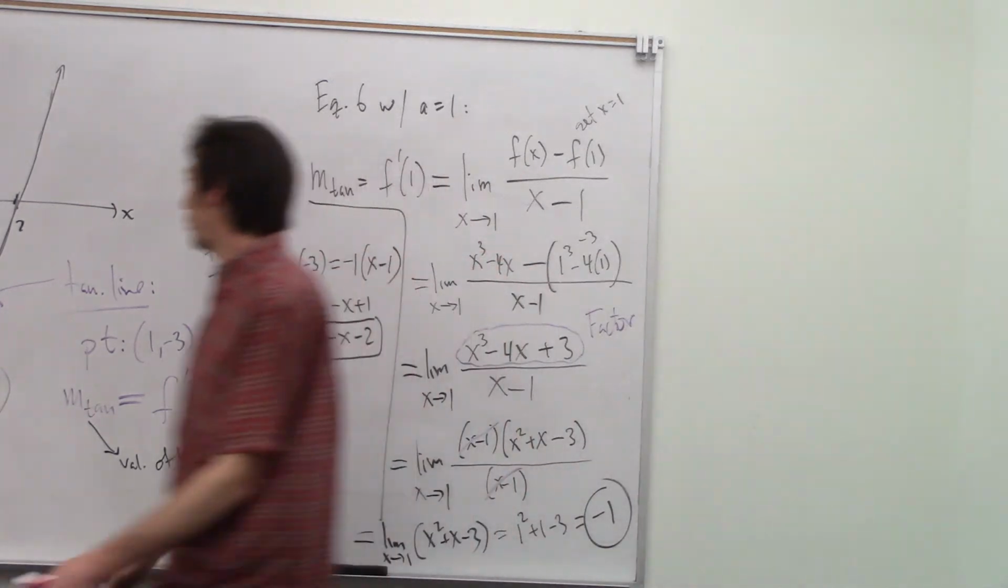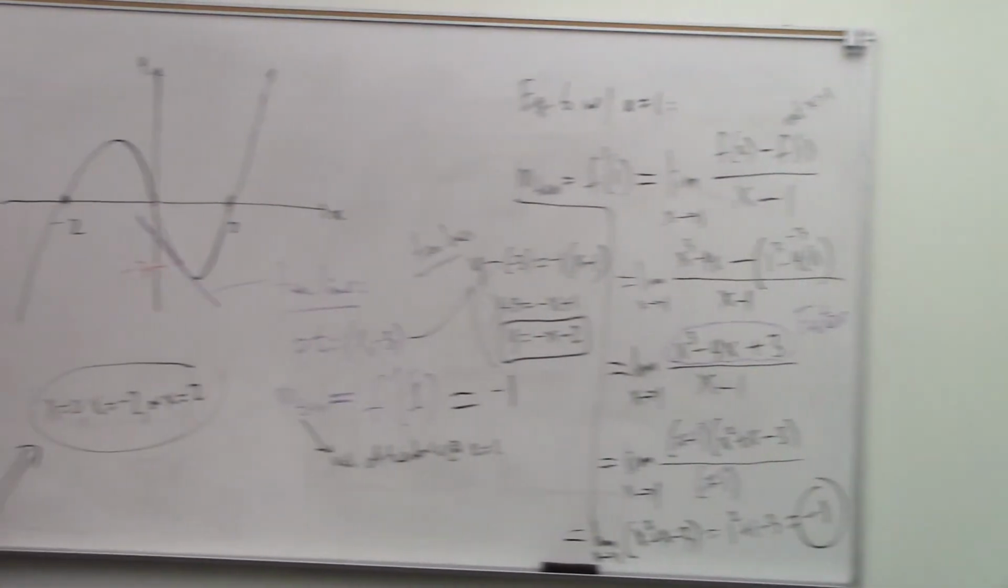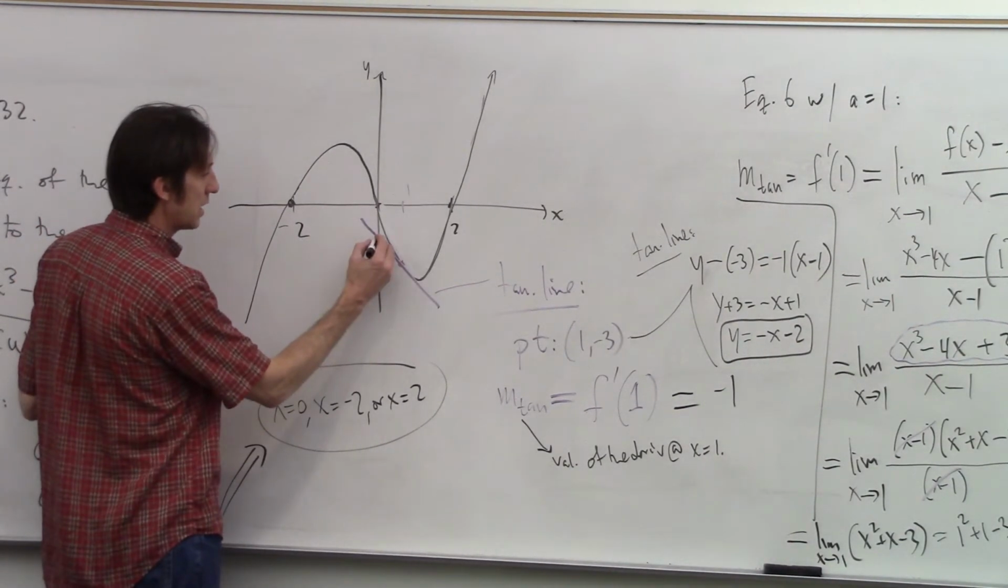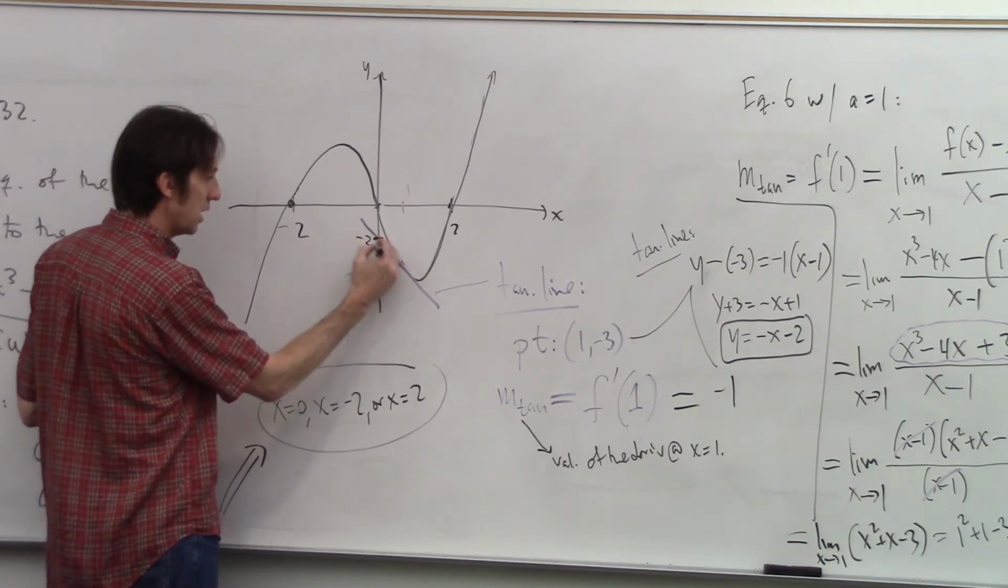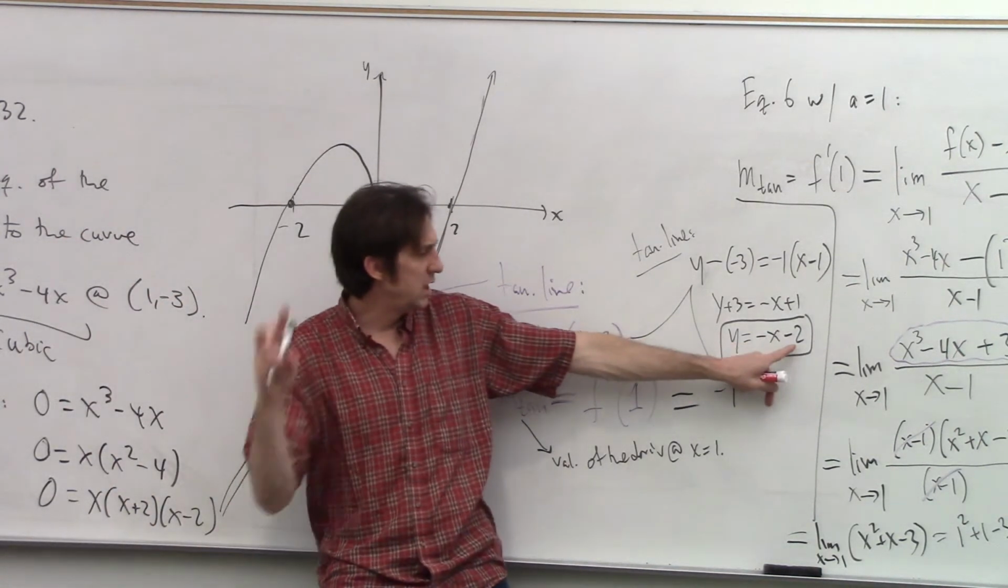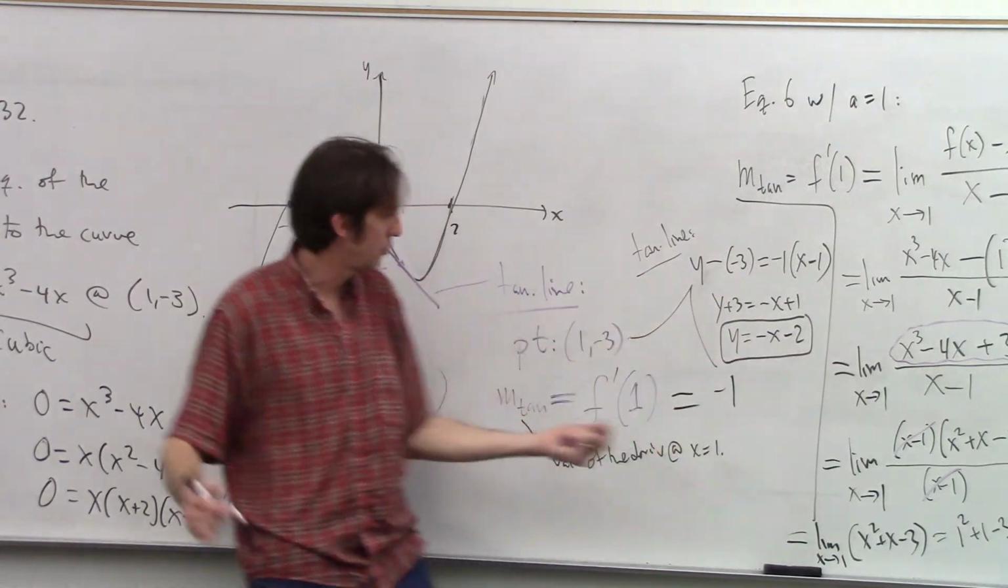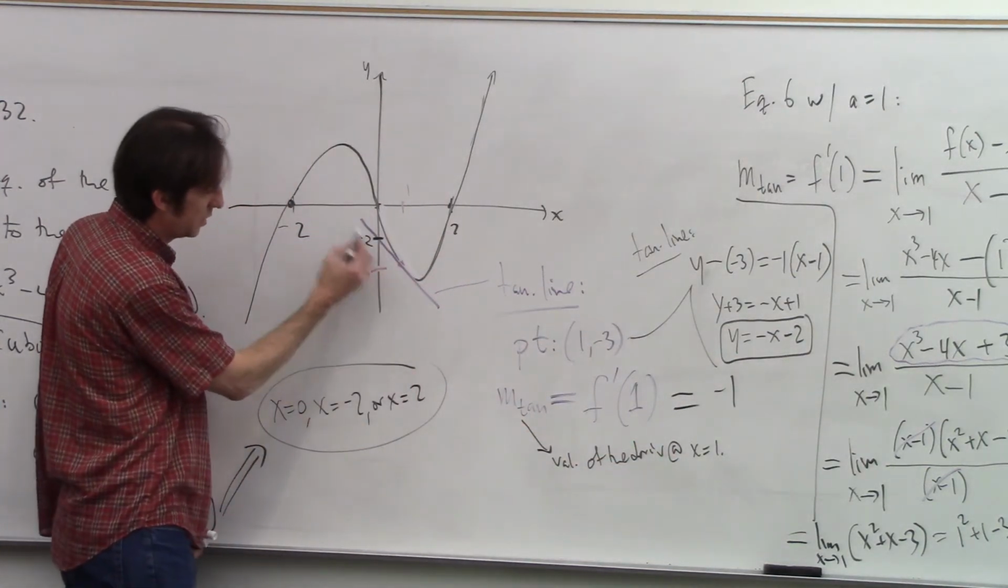And so graphically, we might ask ourselves if this makes sense, and it does, right? I can imagine that this y-intercept is negative 2. That's the b from my simplified tangent line formula, and it looks like the slope is negative 1.